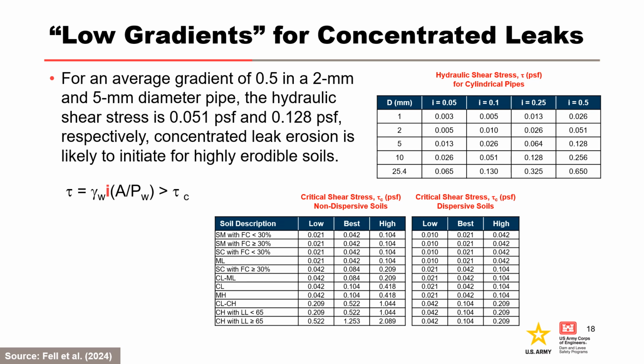For dispersive and other highly erodible soils, concentrated leak erosion may initiate in narrow pipes or cracks. For example, for an average gradient of 0.5 in a 2 mm and 5 mm diameter pipe, the hydraulic shear stress is 0.051 psf and 0.128 psf respectively. When compared to the critical values listed, concentrated leak erosion is likely to initiate for highly erodible soils.